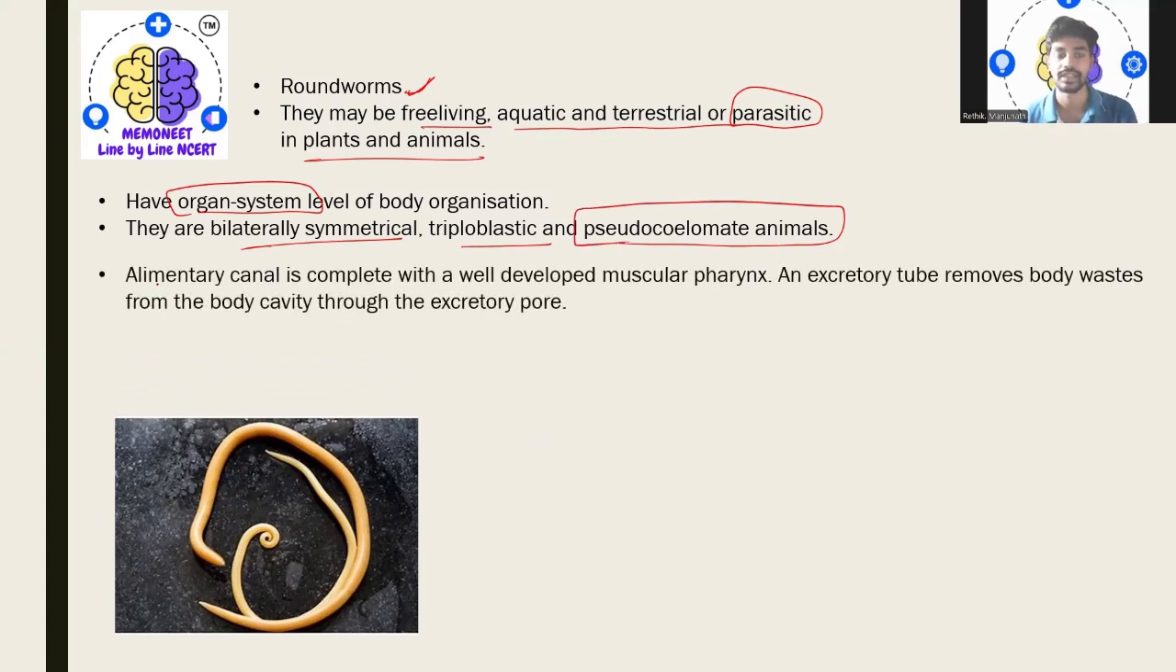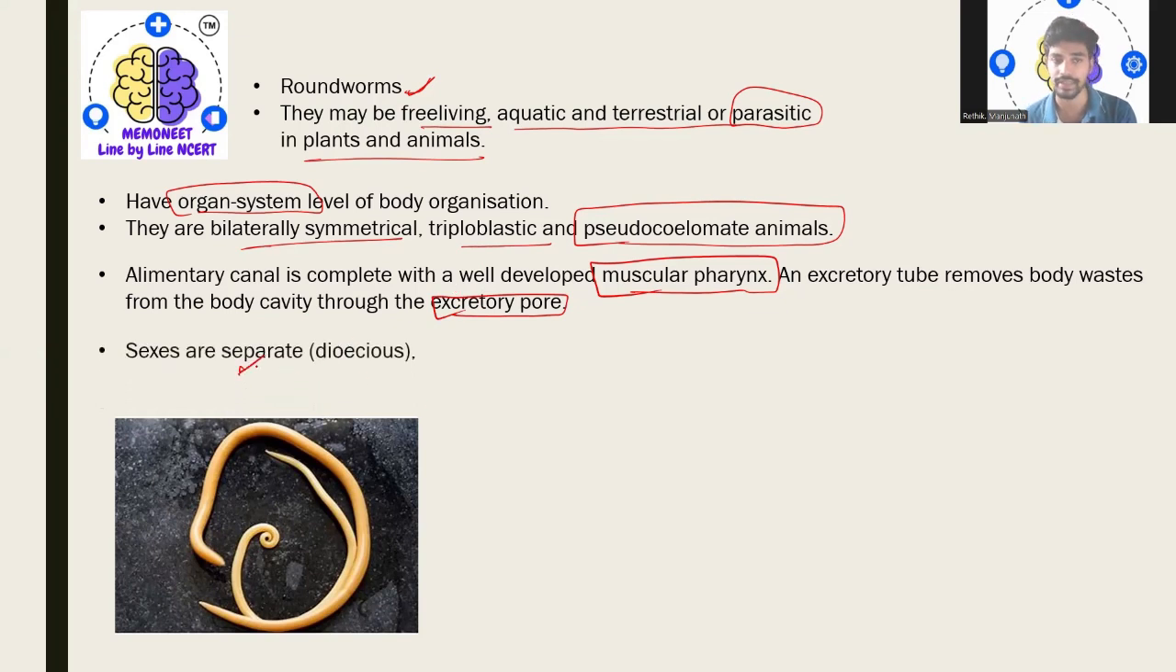False coelom. Then coming to their digestive system, an alimentary canal is present, complete with a well-developed muscular pharynx. Very important here: well-developed muscular pharynx, and an excretory tube removes body waste from the body cavity through the excretory pore. That is nothing but whatever waste is generated in the body, it is removed out from the body cavity through the excretory pore.